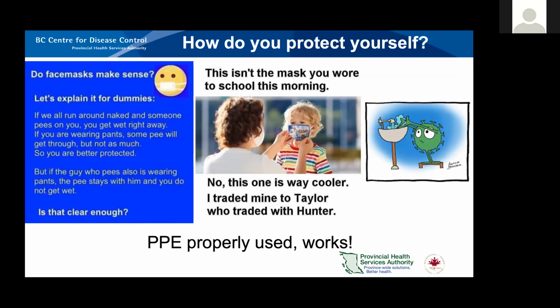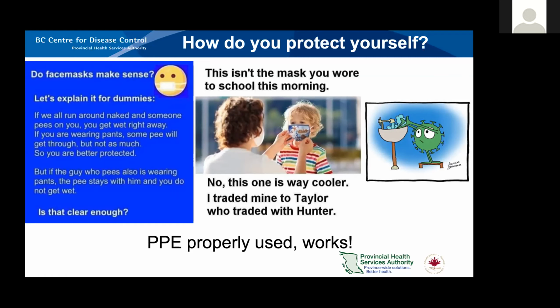And then below, if the guy who pees is also wearing pants, then the pee stays with him and you do not get wet. So this is a male sort of thing, but it simplifies what the challenge is in terms of masks. And I think that the evidence is overwhelming that masks do prevent transmission.